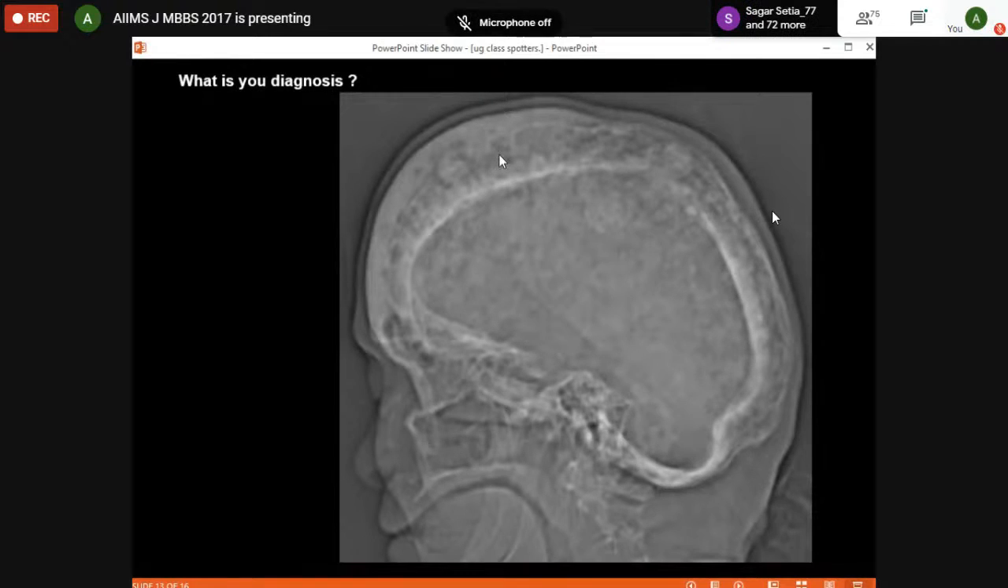There are two things you need to remember in Paget's disease. If you see thickening of the cortex or an enlarged skull vault with coarsening of trabeculae, that is very typical of Paget's disease. And if you see it in any bone in the body, you suspect Paget's disease. Okay. So why is it important?